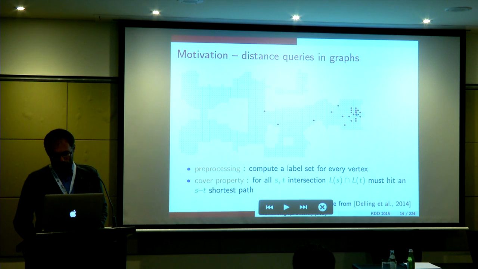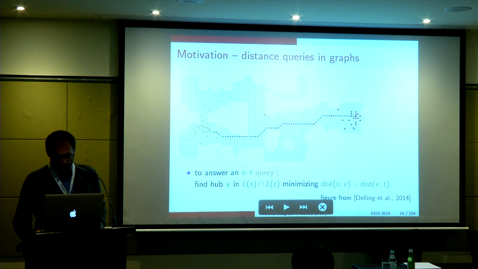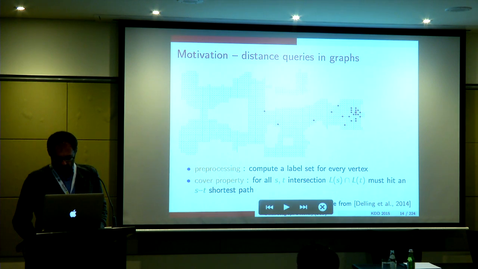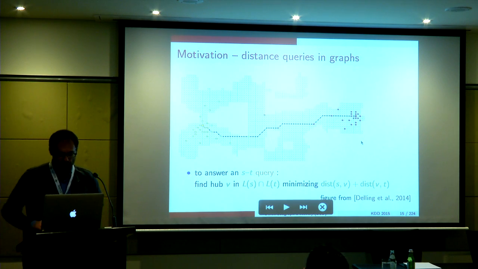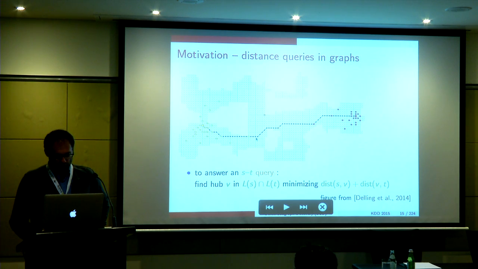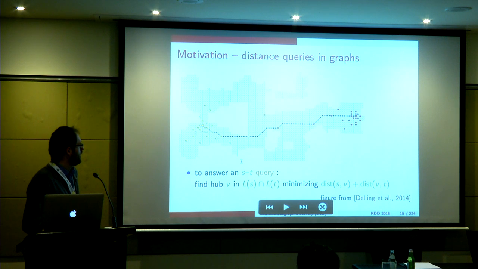So here is another node, let's call it T, and these are the labels of that node. Okay, and now the point is that, let's say now, for the example, that my query consists of these two nodes, S is the yellow node and T is the red node, right? And I want to compute the shortest path distance from S to T. How do I do it?